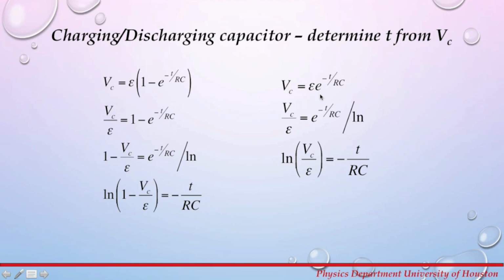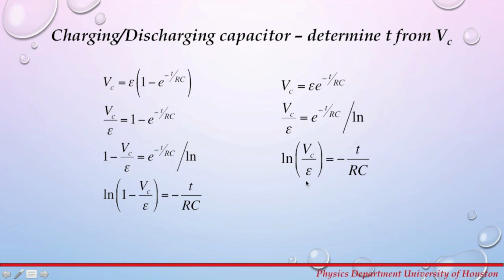Similarly, for the discharging process, we start from the equation for the potential across the capacitor for discharging. Now, rearranging terms, we get this term here, and by taking a natural log of both sides of the equation, we end up with ln(Vc over epsilon) equal to the negative t over RC.